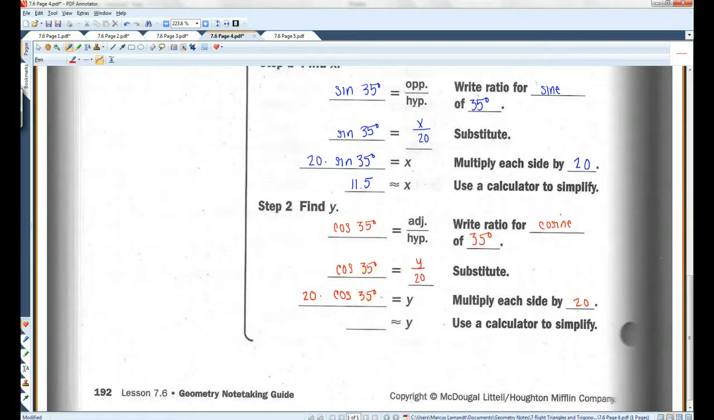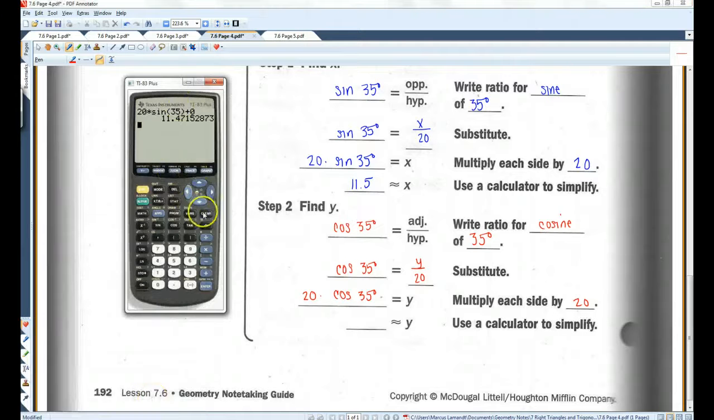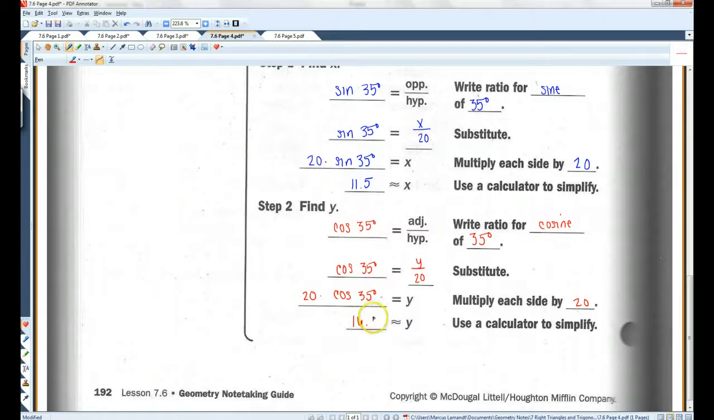Okay, let's pull out the calculator. 20 times cosine of 35 degrees. 16.38 or 16.4. Okay, last page.